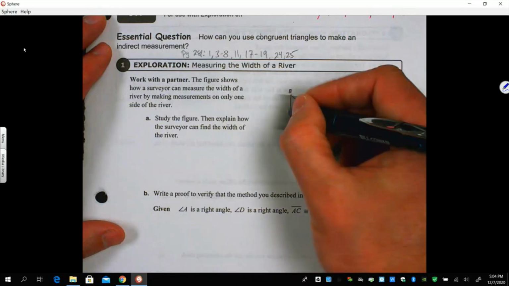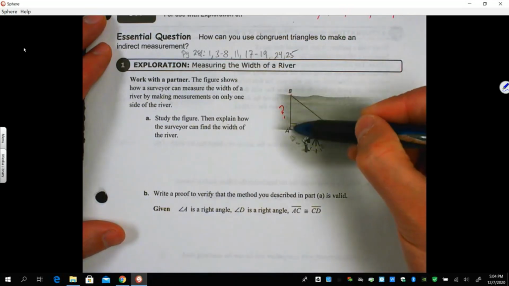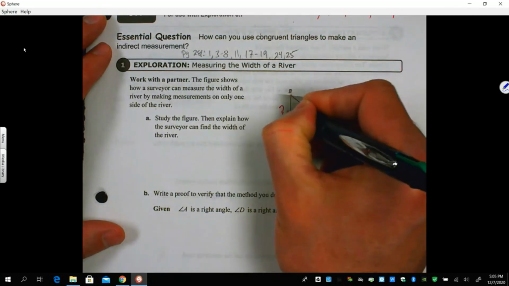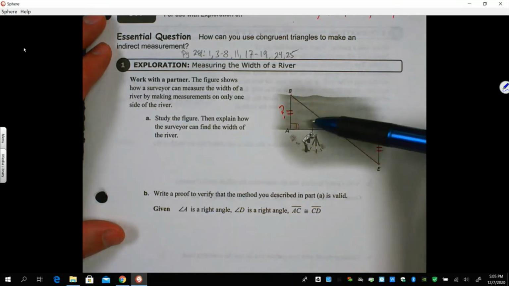We want to find this length right here. Well, corresponding parts make that equal to this length. So DE has to be the same as BA. So we have to ask ourselves, do we have enough information?